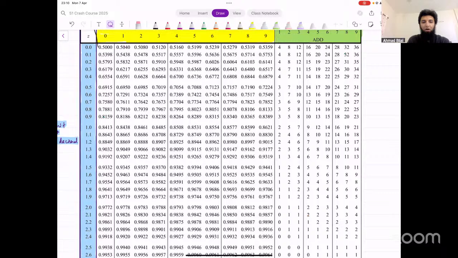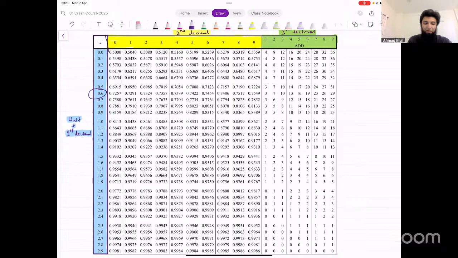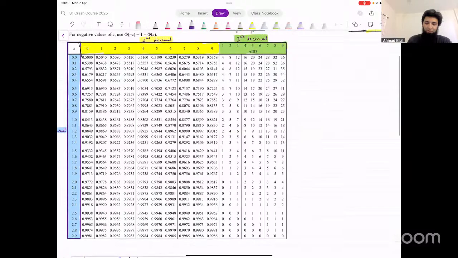Okay, we already know how to do it in the normal direction, right? If we have z value, we can say this is first decimal, this is second decimal, this is third decimal, and we can find the probability from that. What if you had to do the other way around? For instance, if you knew that probability that z is less than some number is equal to 0.8790. How would you find this z value?